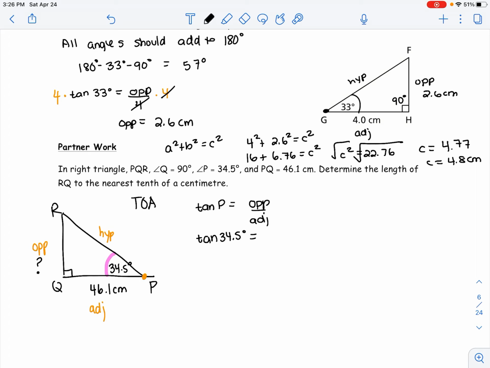Then we'll fill in our angles and our side lengths. 34.5 replaces angle P. Our opposite side we don't know, so we're going to write OPP. And our adjacent side we're going to rewrite as 46.1.